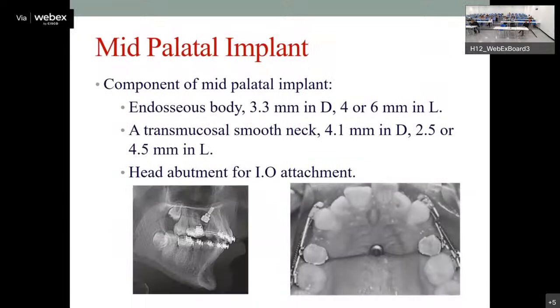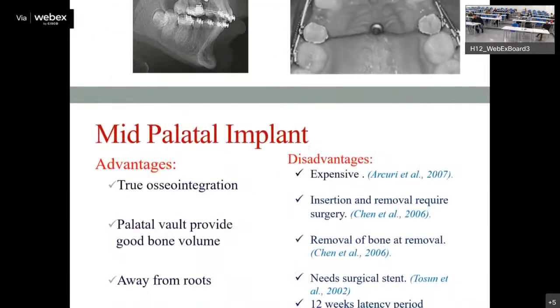The first part is the endosseous body, which is around 3.3 millimeter in diameter and 4 or 6 millimeter in length. The transmucosal smooth neck, again 4.1 millimeter in diameter, 2.5 or 4.5 millimeter in length, and the head, which is the head abutment for the intraoral attachment, the part you see intraorally.